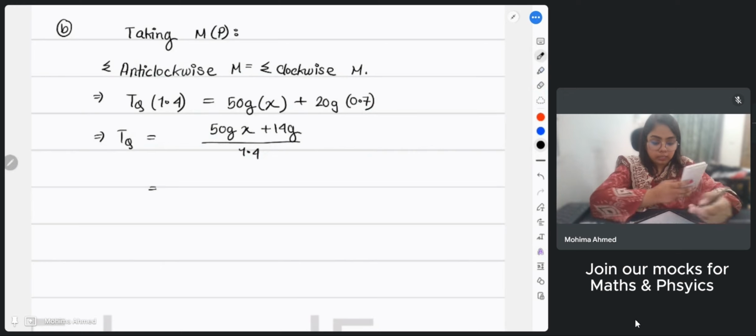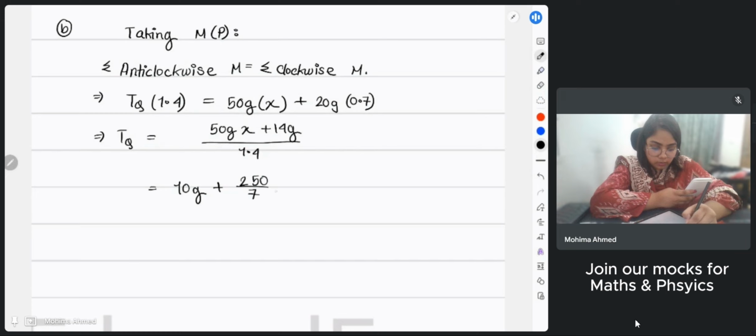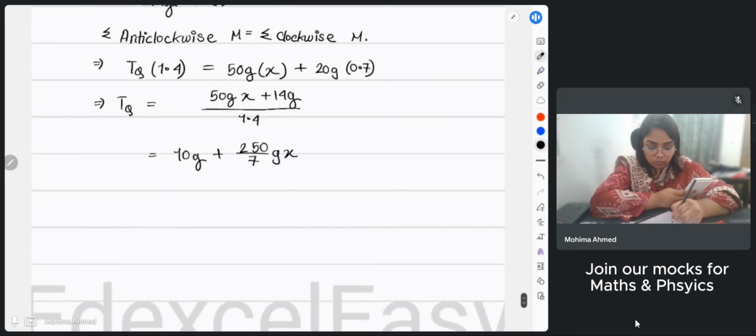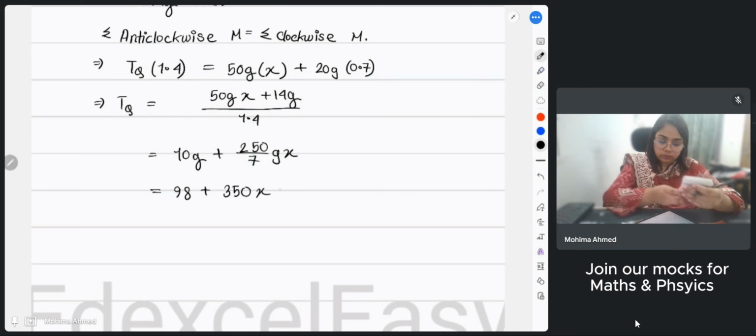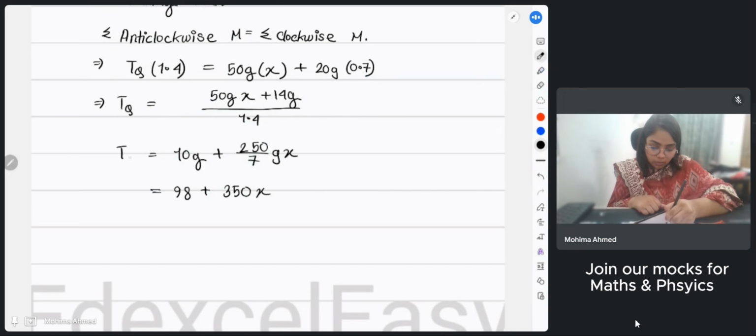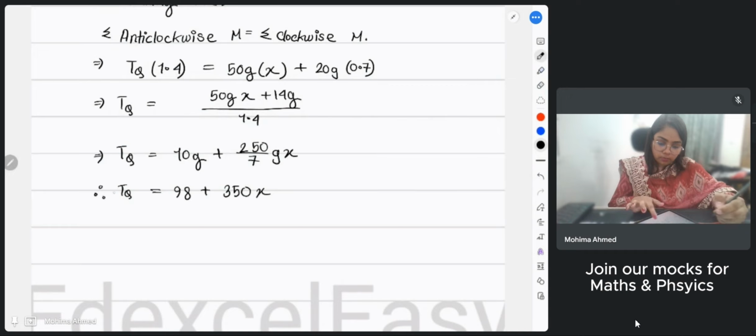This is 10g plus 250 over 7 gx. I'm going to break down the value for g. Which is 10 into 9.8 is 98, plus this one is 350x, right? Yeah, 350x. So this is an expression for the tension at point Q using the value for x. Now, the questions are done.